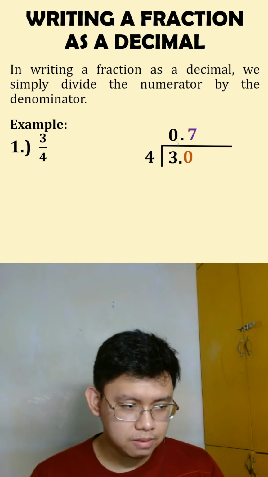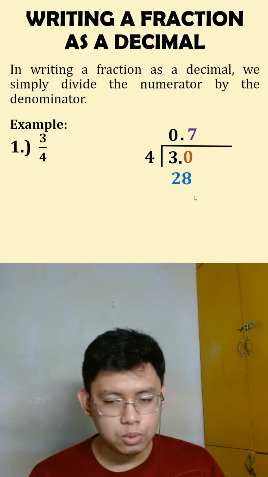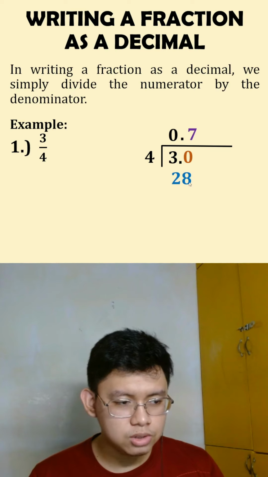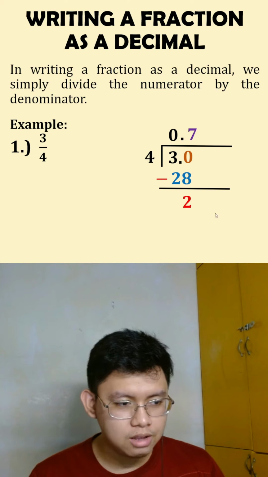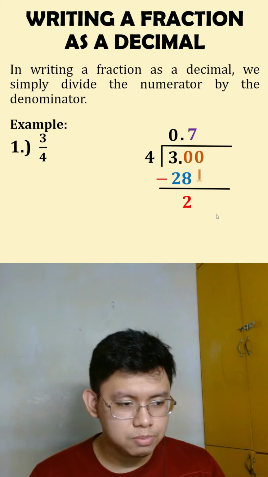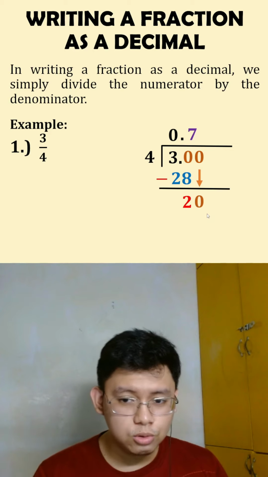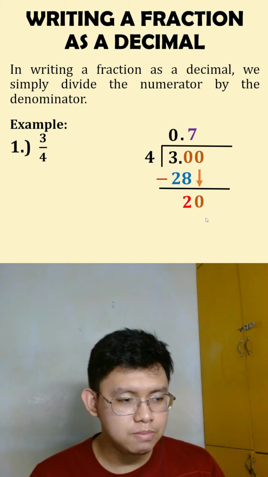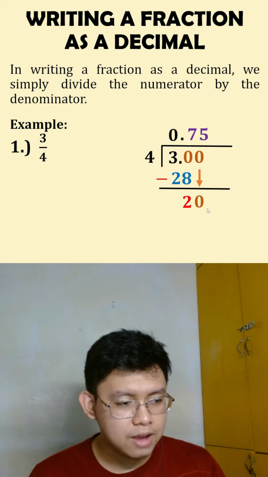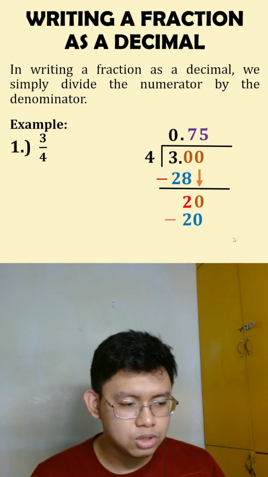So, 7 times 4 is 28. Now, let's subtract 30 minus 28. That will give us 2. Tapos, create tayo ng 0 ulit dito. Let's bring that down. So, yung 2 natin magiging 20. 20 divided by 4, so that will be 5. 5 times 4 is 20. Subtract natin, that will give us 0.